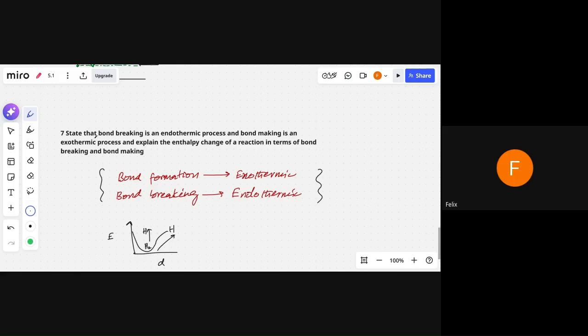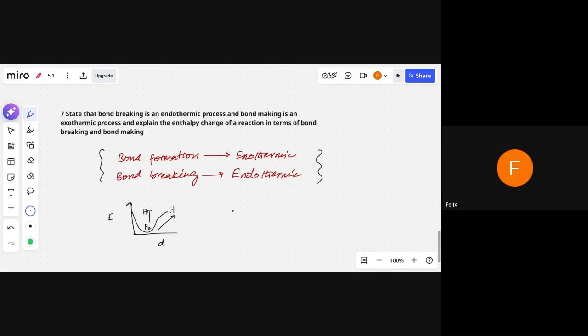So let me just read this one more time to make sure that I'm not skipping anything. State that bond breaking is an endothermic process, and bond making is an exothermic process, and explain the enthalpy change of a reaction in terms of bond breaking and bond making. Yeah. So, whenever a chemical reaction takes place, let us take the example of the reaction that we wrote above: N2 plus H2, producing ammonia.